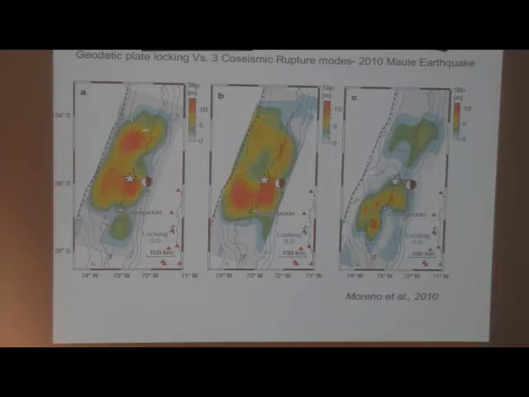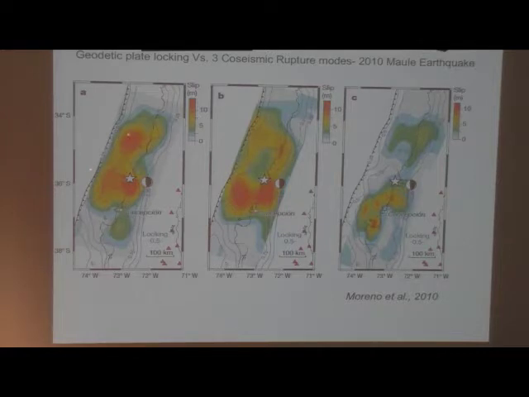So red is a lot of slip. This is 15, 17 meters in these red areas. So this model, this locked area here and here, seems to agree pretty well. This one gets this bottom locked area pretty well, the top one not so well. This one doesn't really do either quite as well.